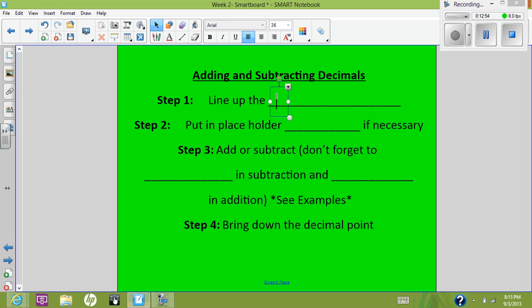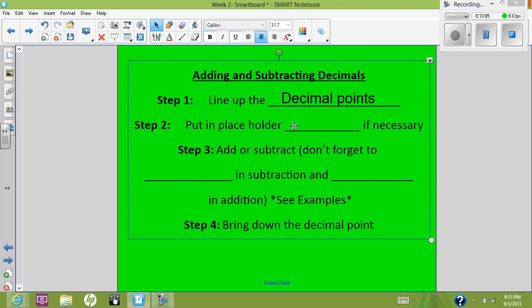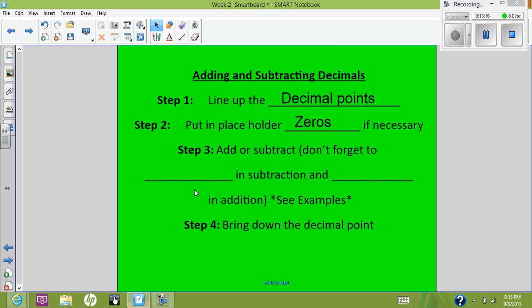Okay? Go ahead and add that in. Your second step is to put in placeholder zeros if necessary, and I'll explain that when we work through the examples. And then step 3 is just to add or subtract.